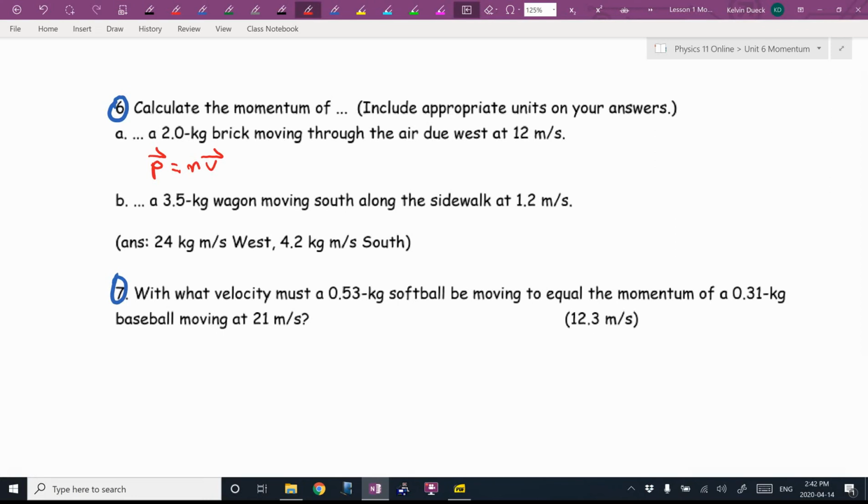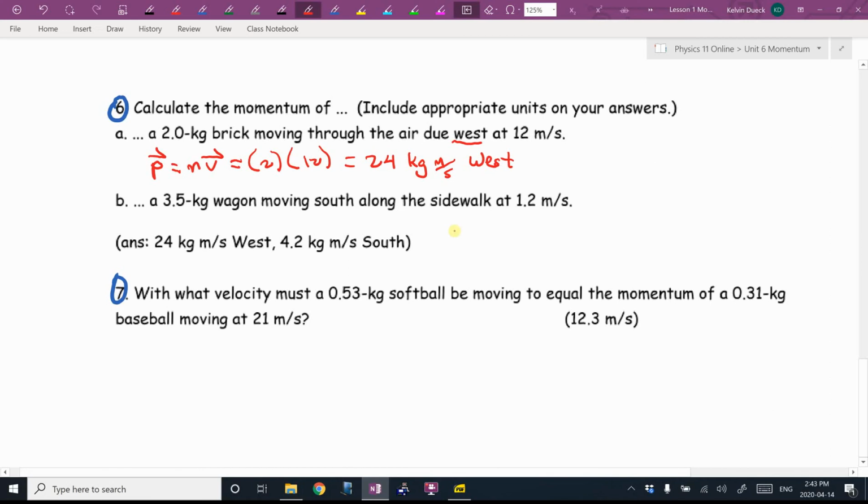That's some foreshadowing for our next lesson. For now, this is going to be 2 times 12. I can do that in my head. 24 kilogram meters per second. Direction west.